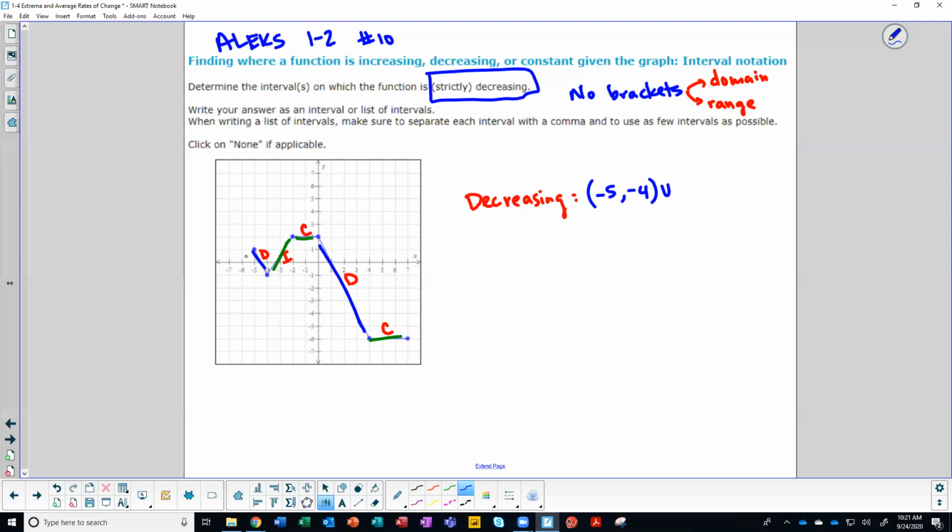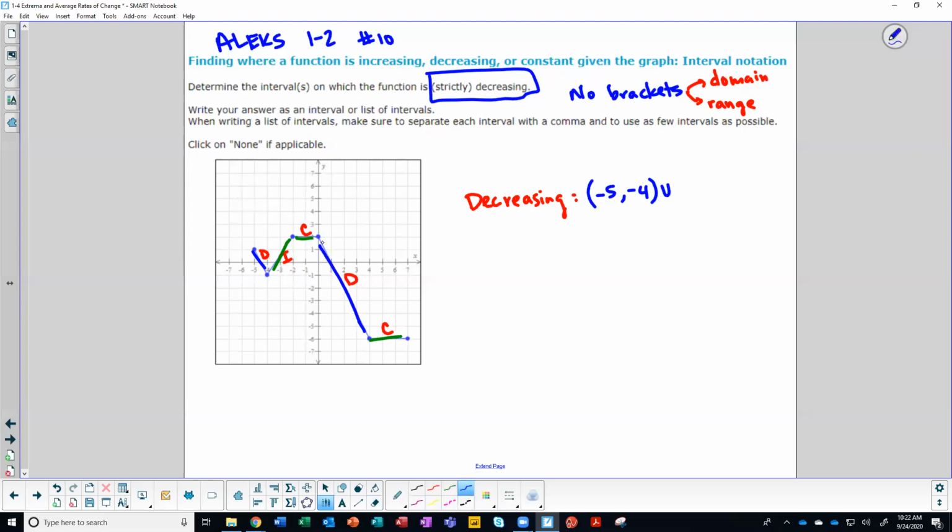So I'm going to do a union. The reason I have a union is I have a second piece that's decreasing. Since it's decreasing and it's separated by an increase and a constant, that's why you use a union. Yes, because there's a break. Anytime there's a space between the values, you use a union. And it doesn't matter how small the space is. It could be just a little bitty open circle. Like if it was decreasing, open circle, decreasing, you would still use that union. So anytime there's a little bit of a gap, you do a union.